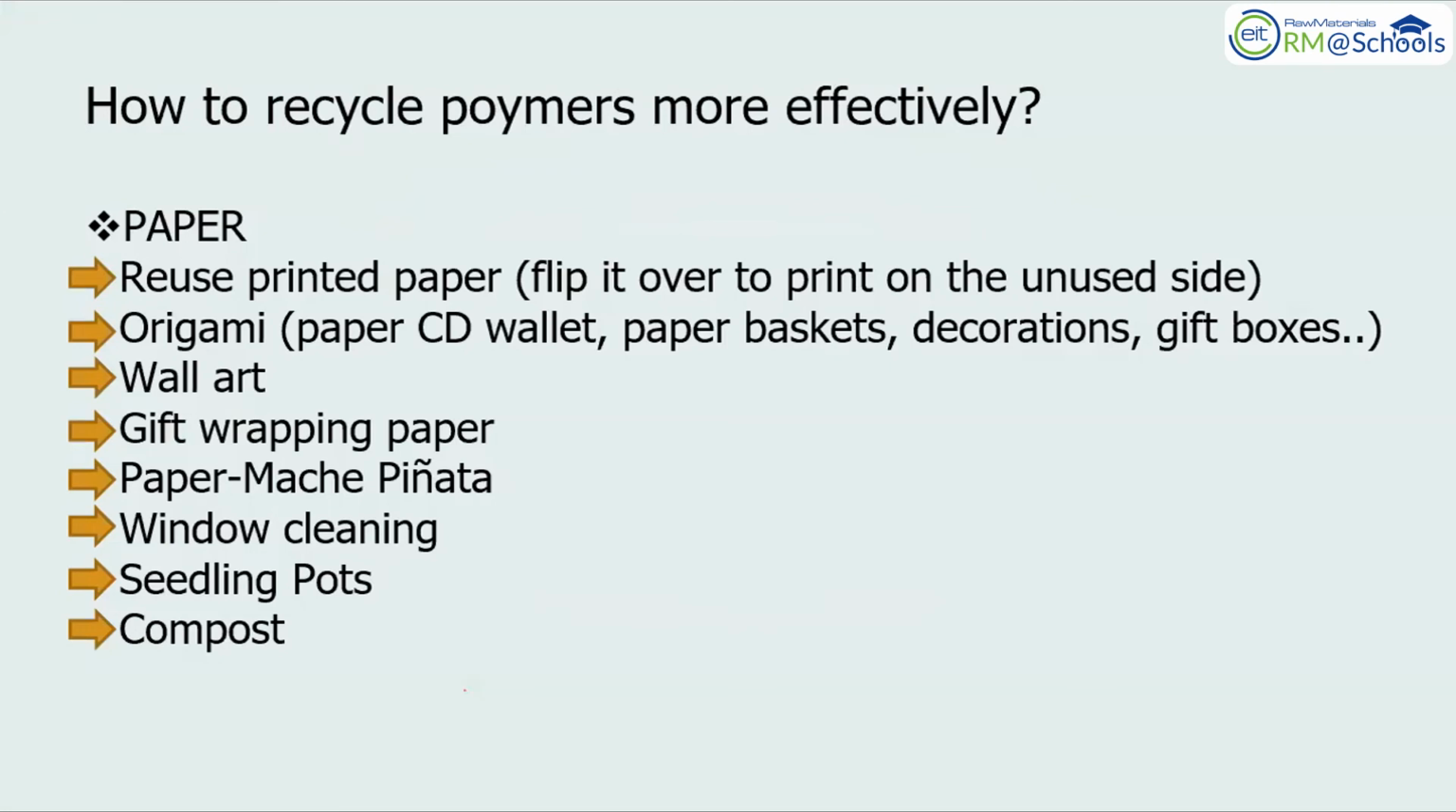Now we have a question: how to recycle polymers more effectively. For example, we'll start with paper. What can we do with used paper? First of all, you can reuse printed paper. You just need to flip it over to print on the unused side. Then you can do some origami. You have plenty of possibilities. For example, paper CD wallet, paper basket, decorations, gift boxes. Then we have wall art, gift wrapping paper.